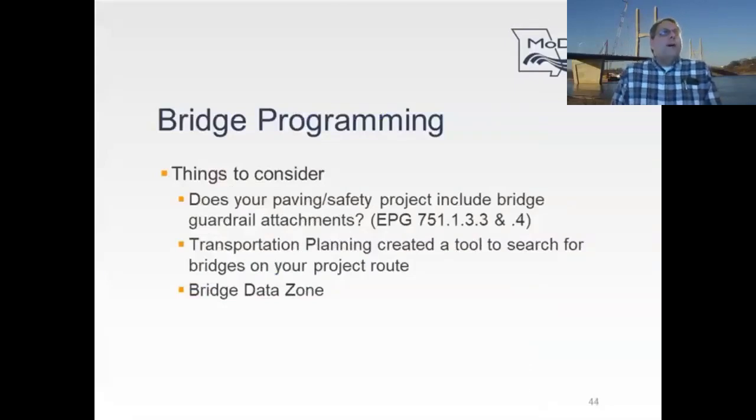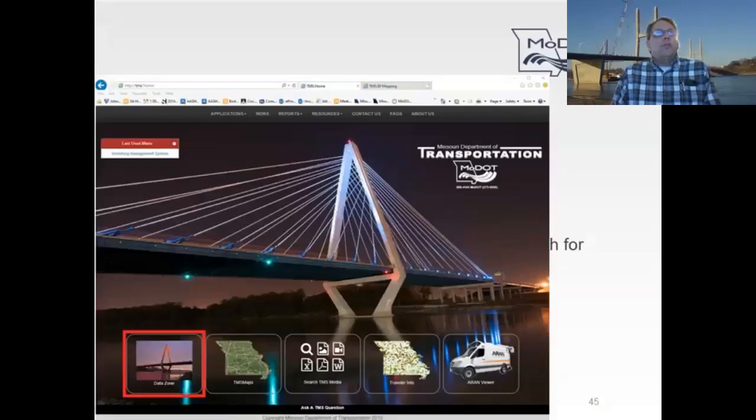Now, the next thing to consider is, does your project have bridge involvement and you don't know about it? So if you have a paving or a safety project like Ray talked about and Lance talked about paving earlier, is your project going to need guardrail attachments to bridges? And if you look at section EPG 751.1.3.3 and 4, there's a real nice table there that shows you some bridge rails and what can be used in place and what cannot be used in place, what might need curb blockouts or thri-beam rails over culverts or things like that.